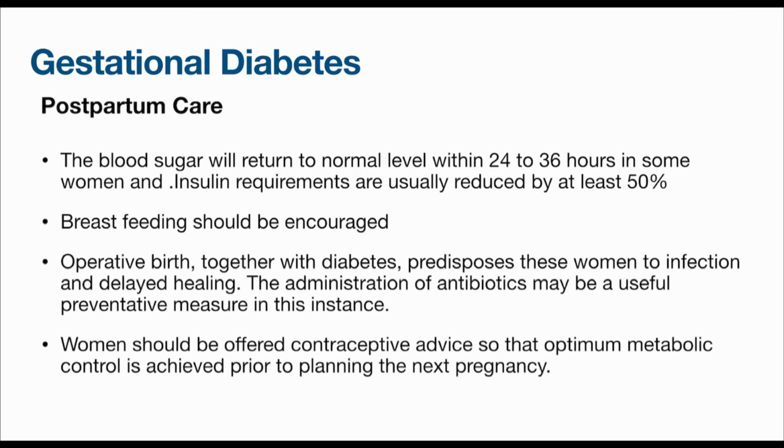Operative birth, together with diabetes, predisposes these women to infection and delayed healing, meaning if the mother has a CS, cesarean section, that means she has a wound, okay? And this wound will put her at a higher risk of developing infection. So the administration of antibiotics may be useful as a preventive measure in this instance. Women should be offered contraceptive advice so that optimum metabolic control is achieved prior to planning the next pregnancy. Okay, so it's important to give the mother contraceptive education so that she will control her glucose level before she gets the next pregnancy.